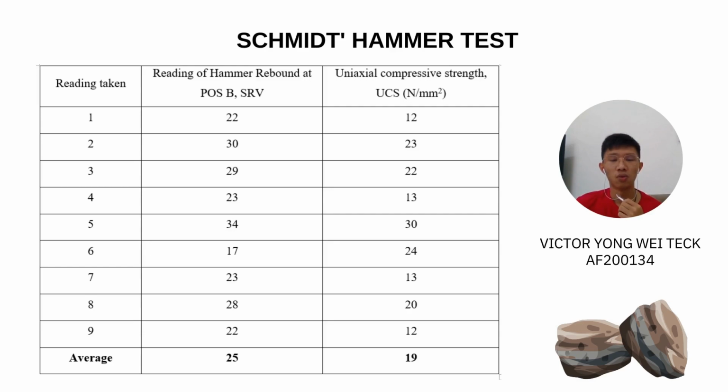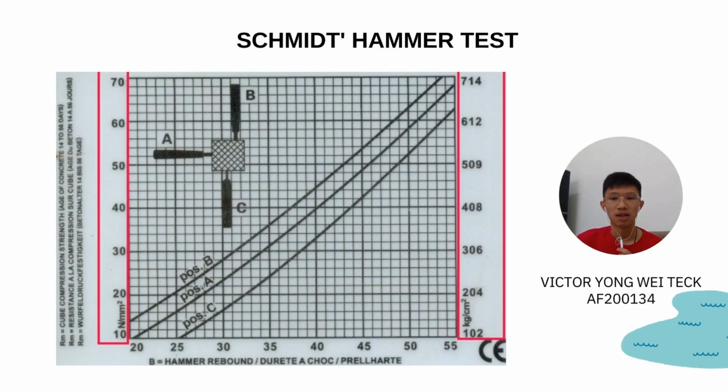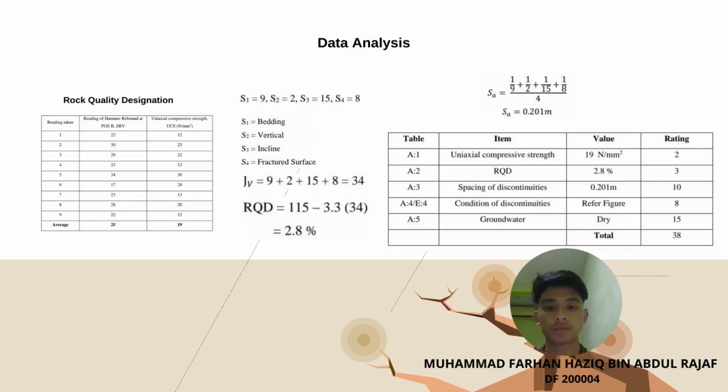In addition, we performed the Schmidt hammer test at our case study area. The reading of hammer rebound at post B that we got, on average, is 25. Later on we convert this value into uniaxial compressive strength, UCS, by using the graph. The graph of rebound hammer reading against uniaxial compressive strength is represented beside.